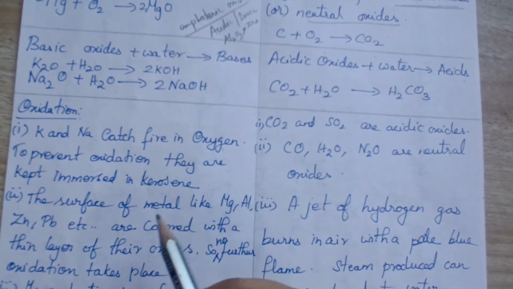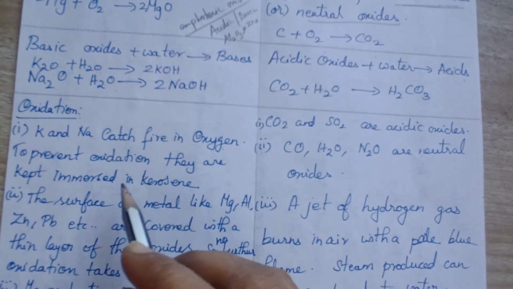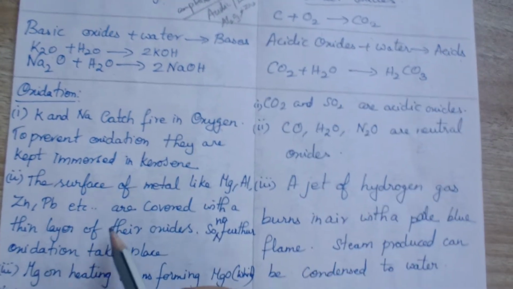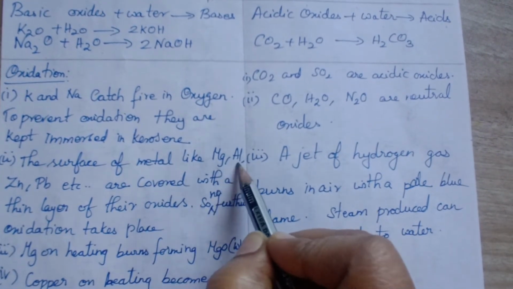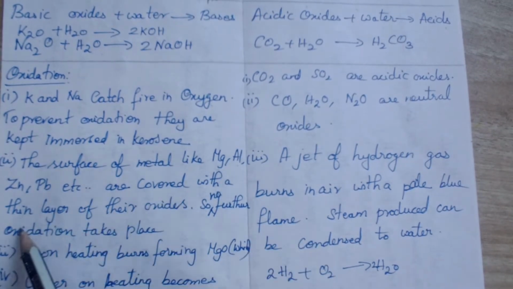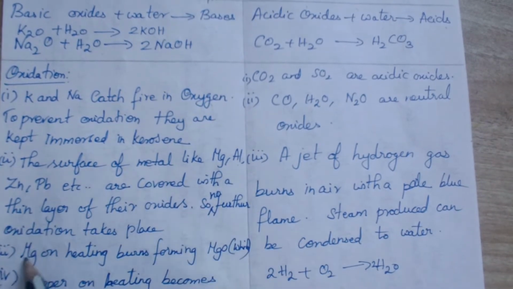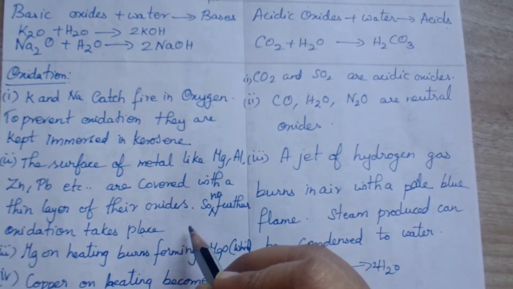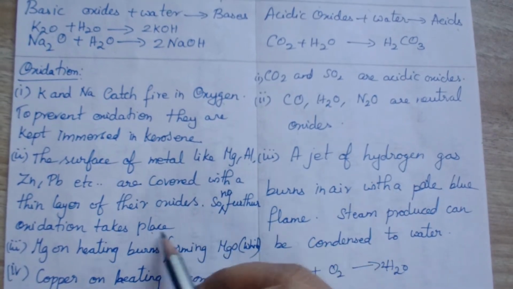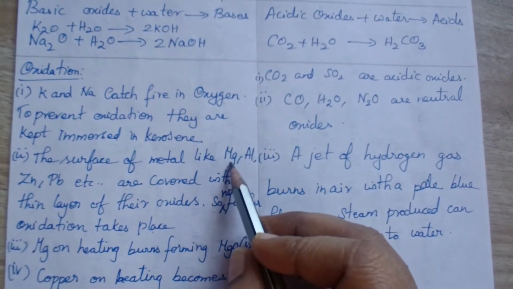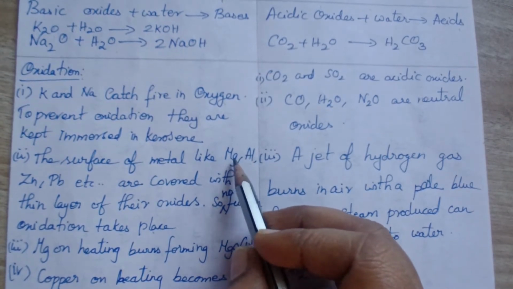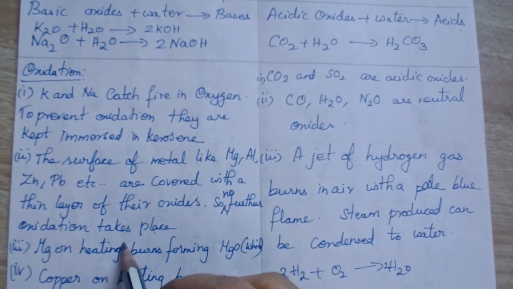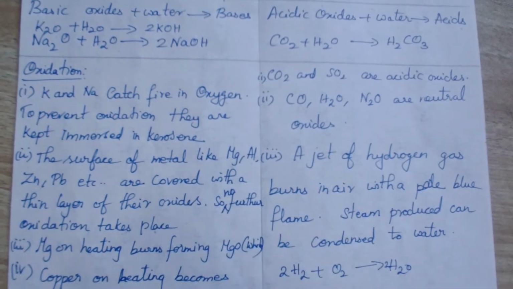They easily react with water and oxygen, so they are always kept under kerosene. Then some metals like magnesium, aluminum, zinc, lead, etc. are covered with a thin layer of their oxides, so no further oxidation takes place. We learned in the first lesson why the magnesium ribbon has to be rubbed before burning, right? Because some oxide is already formed on it. It already reacts with oxygen present in the atmosphere to form magnesium oxide, which prevents further oxidation of that metal. So it has to be rubbed.